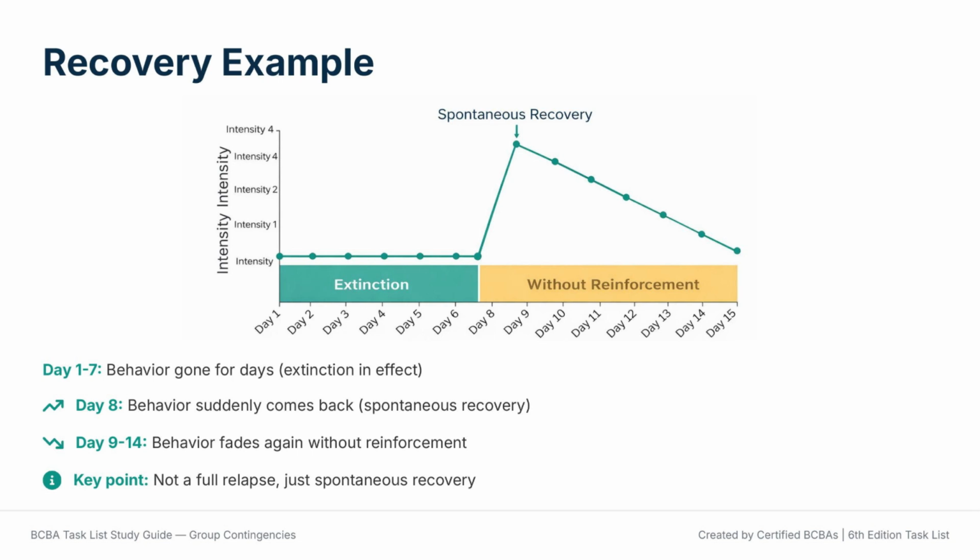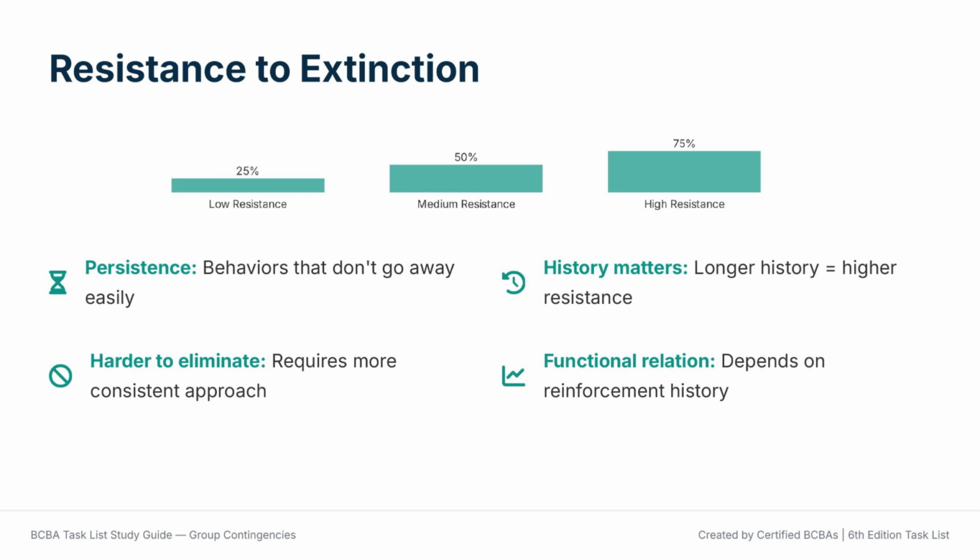Resistance to extinction highlights how behaviors persist despite efforts to eliminate them. A longer history of reinforcement increases resistance, making behaviors harder to extinguish. Consistency is crucial in addressing these behaviors, as their persistence is closely tied to their reinforcement history. Understanding this functional relation is key to effectively managing and reducing resistant behaviors.